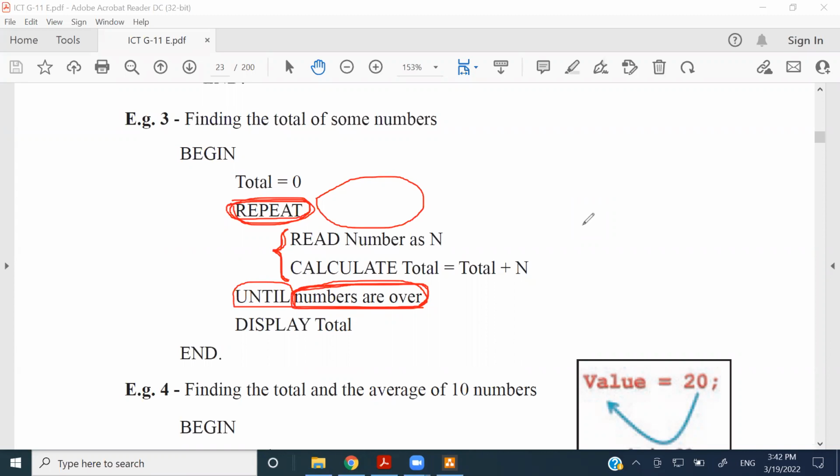There is another major difference between while and the repeat until. Since the repeat until is checking its condition at the end, these two statements happen at least one time, regardless of the condition.